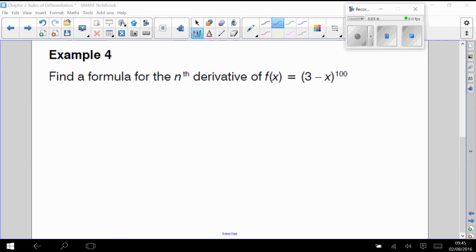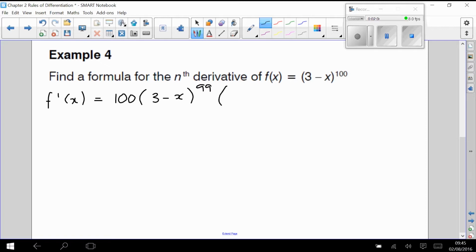So now if we want to find the nth derivative of f of x, remember we have to start with the first derivative. The first derivative is going to be the derivative of the composite function, and so that is going to be 100 times by the bracket of 3 minus x to the 100 minus 1, which is 99, and times by the derivative of the inner function of minus 1.